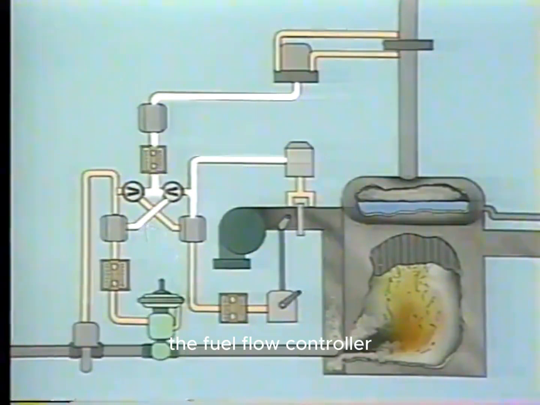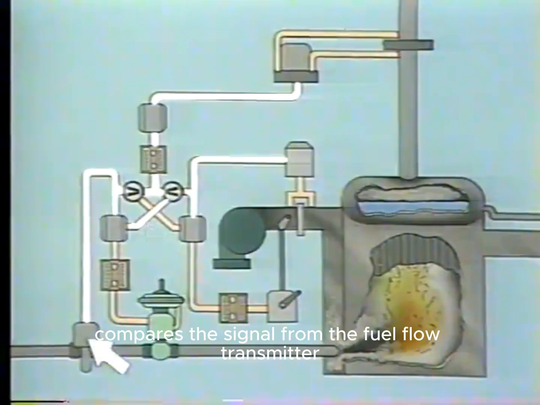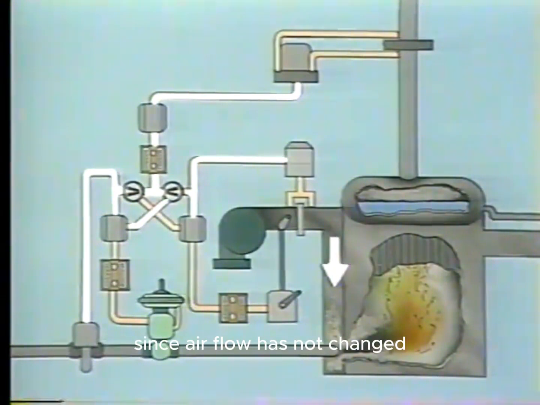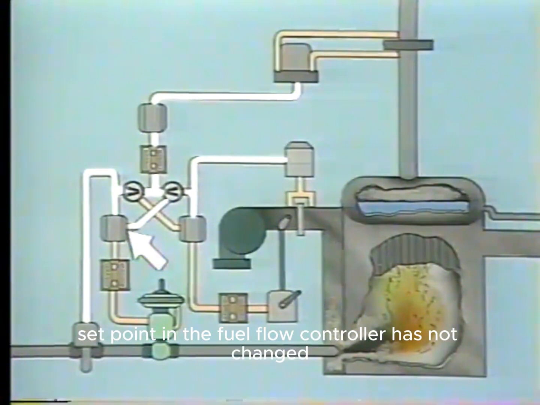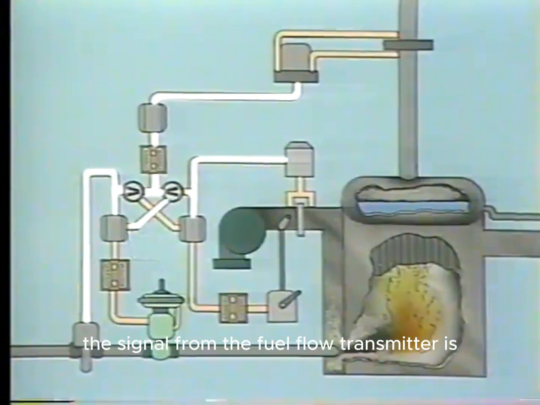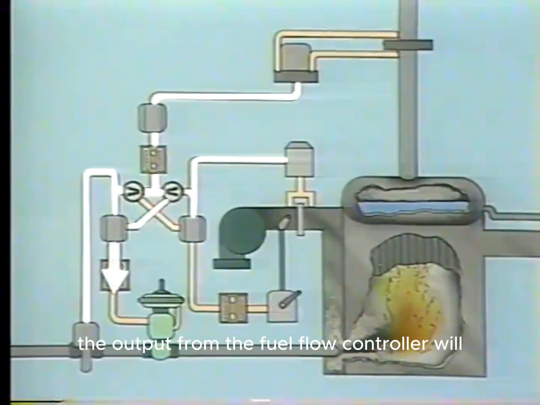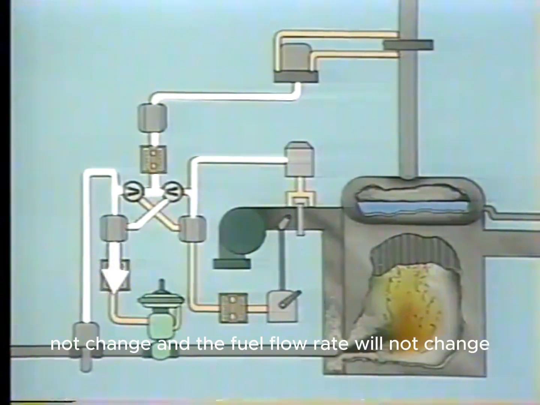The fuel flow controller compares the signal from the fuel flow transmitter to set point. Since airflow has not changed, set point in the fuel flow controller has not changed. The signal from the fuel flow transmitter is at set point. Therefore, the output from the fuel flow controller will not change and the fuel flow rate will not change.